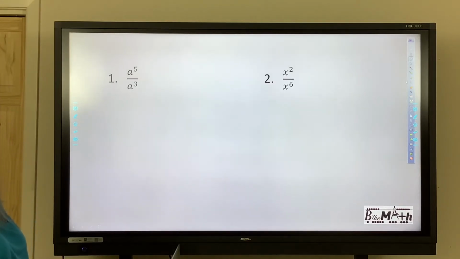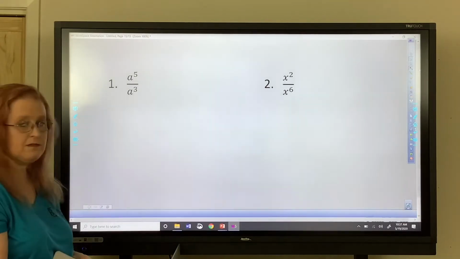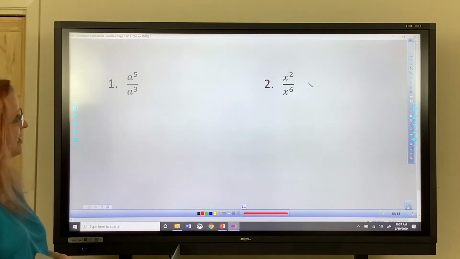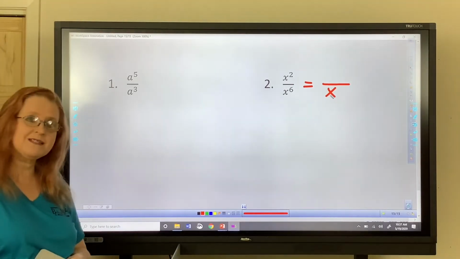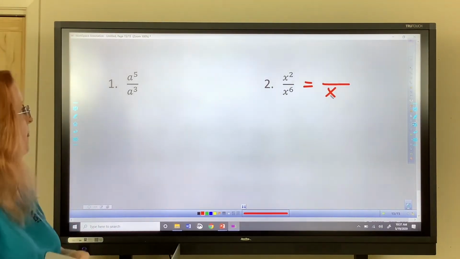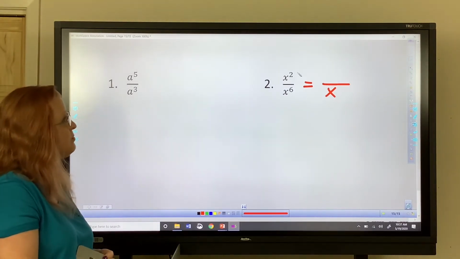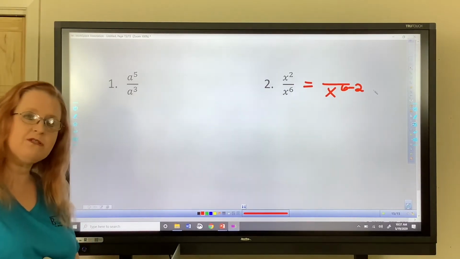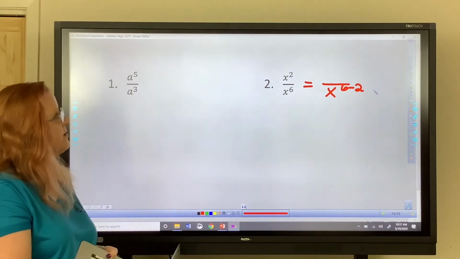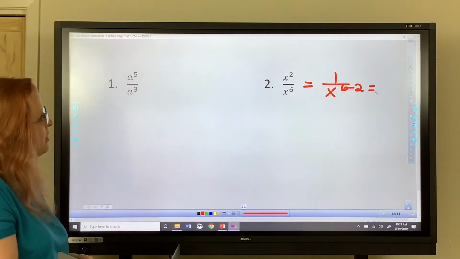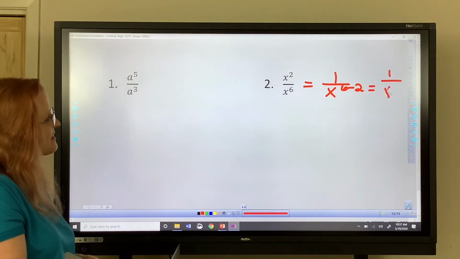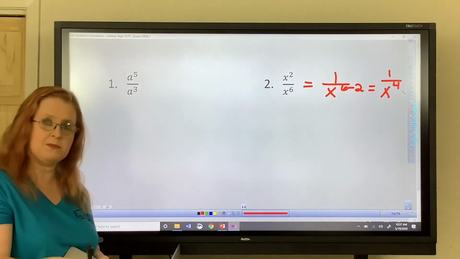Now x squared divided by x to the 6th. And so this time, the 6 is the larger number. And so I'm going to put my x on the bottom because it's where there's more of them. And I'm going to take out 2 of them. So I have 6 minus 2. And because you have to have a placeholder in the numerator, it's always 1 because we've divided out numbers. And so we end up with 1 divided by x to the 4th because 6 minus 2 is 4.